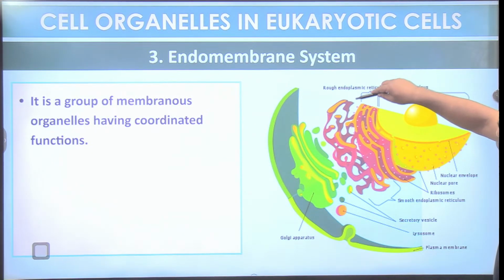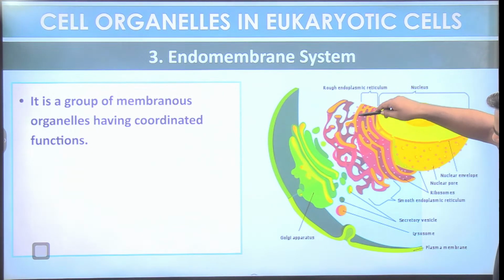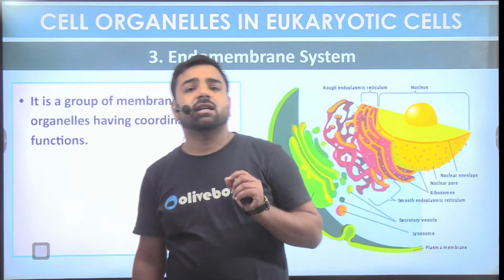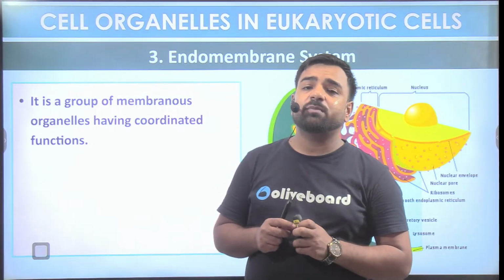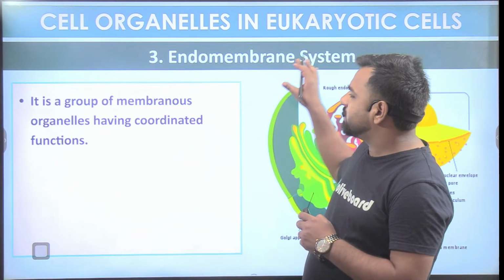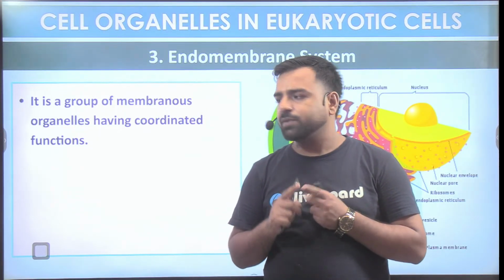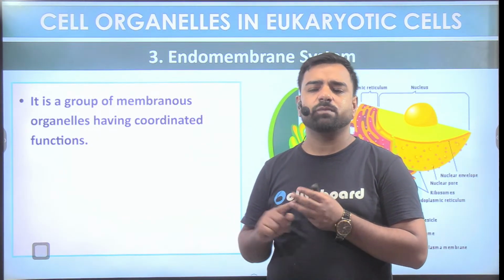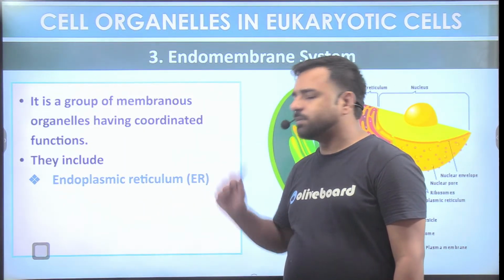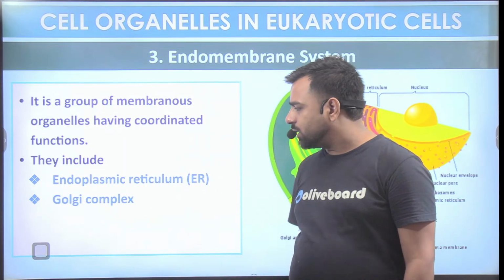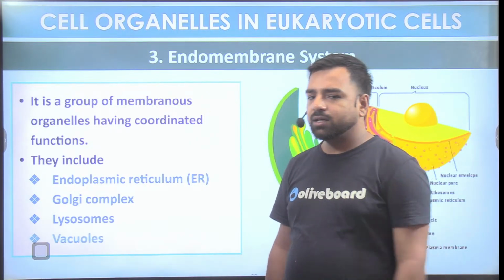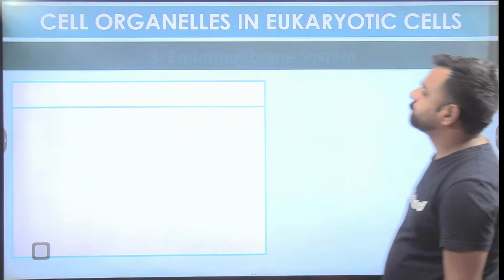Here, can you see this is the endoplasmic reticulum on which, in the rough part, ribosomes are present. Ribosomes are also there in the cytoplasm where they are freely floating. If I talk about the endomembrane system, here we have endoplasmic reticulum, Golgi bodies, and lysosomes, all these things come under this part. They include the endoplasmic reticulum, the Golgi complex, and the lysosomes, which are known as suicidal packets. Then they have vacuoles.